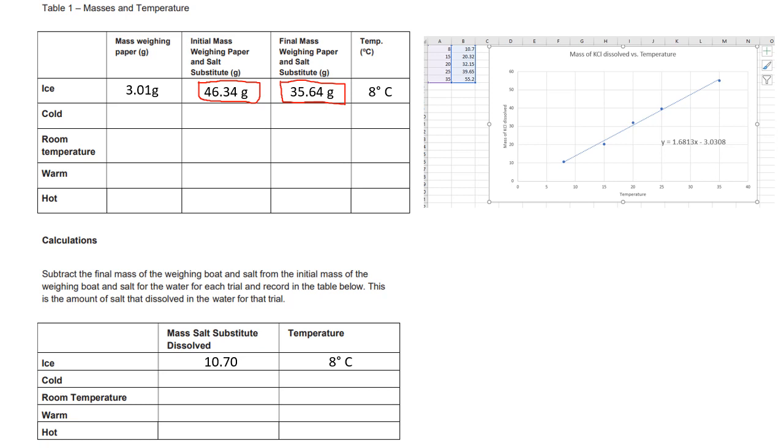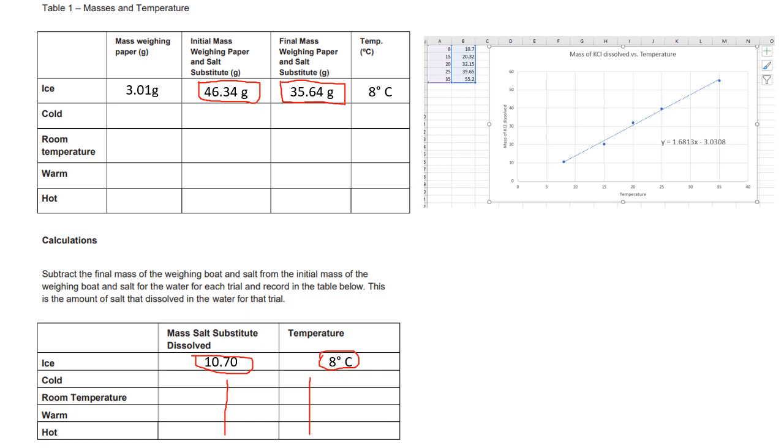So to determine how much of the salt was dissolved in the 8-degree water, I did 46.34 minus 35.64, and the figure I came up with was 10.7. So 10.70 grams of salt dissolved in my 8-degree water. So you've got to do that for 5 different temperatures, and then you will list the amount of salt that is dissolved in each of those solutions and their temperature in the rest of this table.